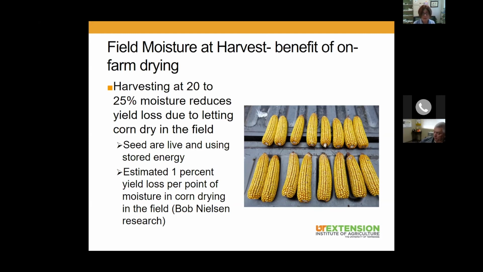But also, when those seeds mature on the cob, they're not dead, they're living. They're living until something happens to them. So as long as they're living on that ear, they're going to use stored energy to keep going. Especially if you've got corn sitting out there and it's pretty hot, the seeds still have to cool themselves a little bit. So they're going to use some of that stored energy in order to keep going.